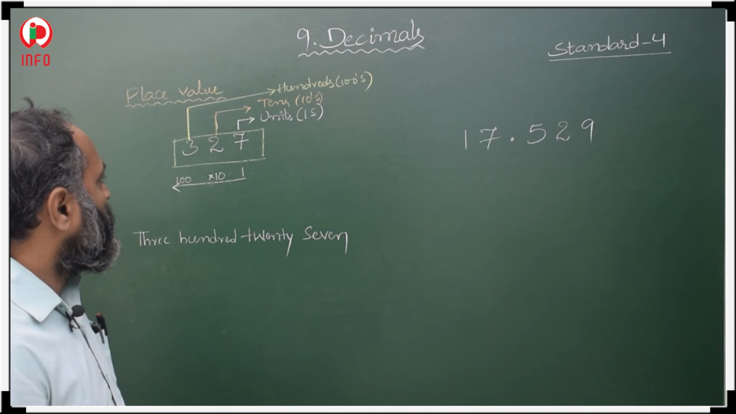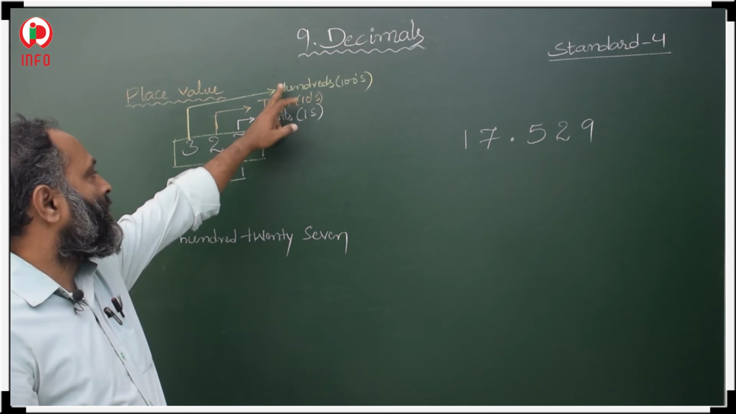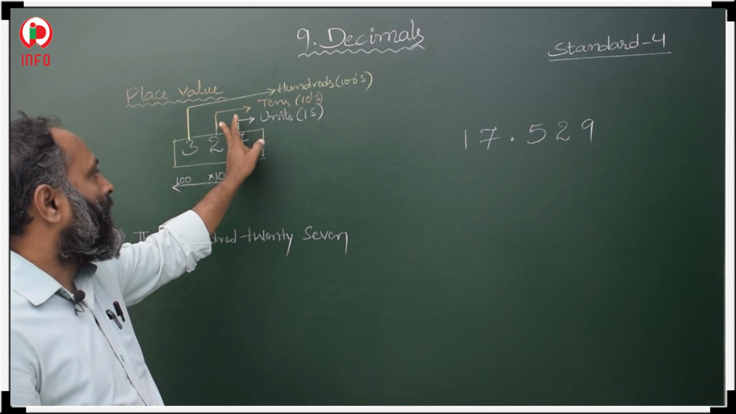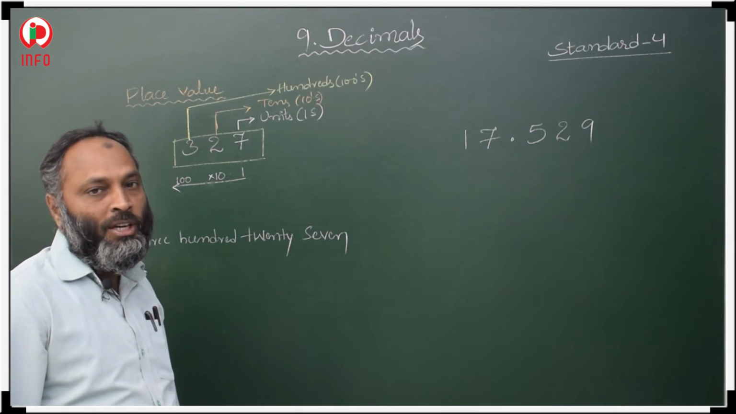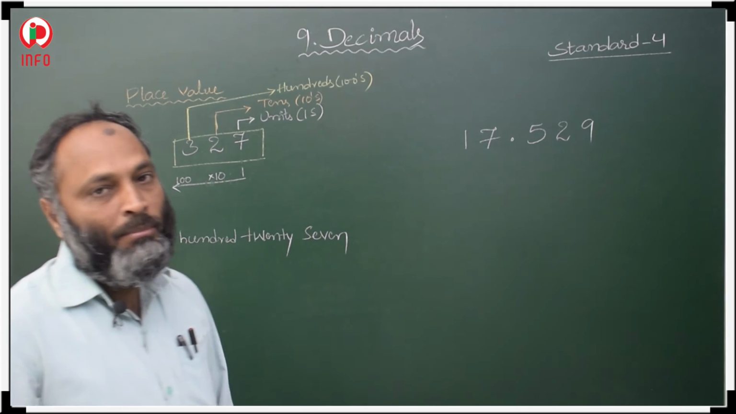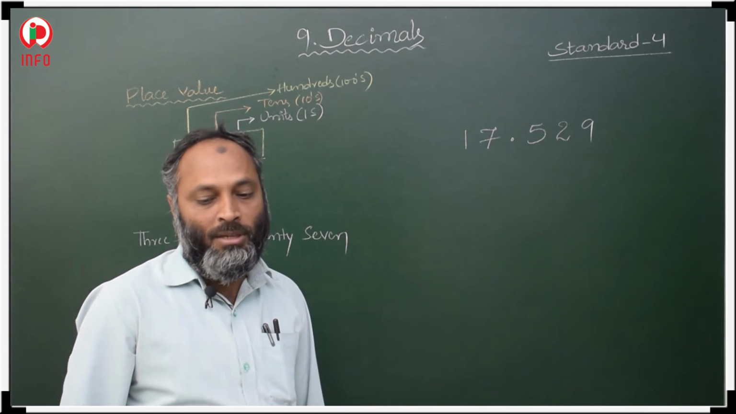So, this is about hundreds: 3 is in hundreds place and 2 is in tens place, 7 is in ones, which means unit place. These are the place values without decimal numbers.